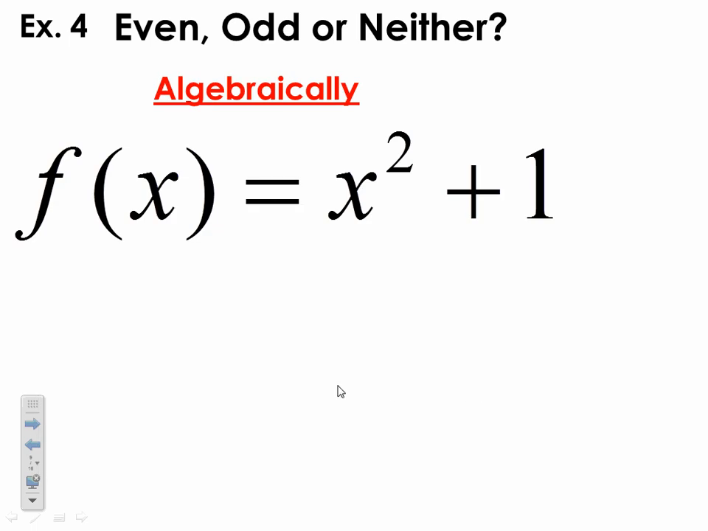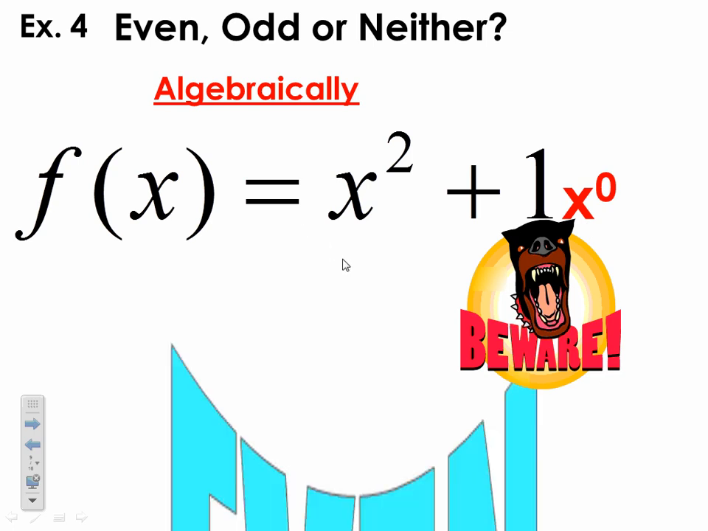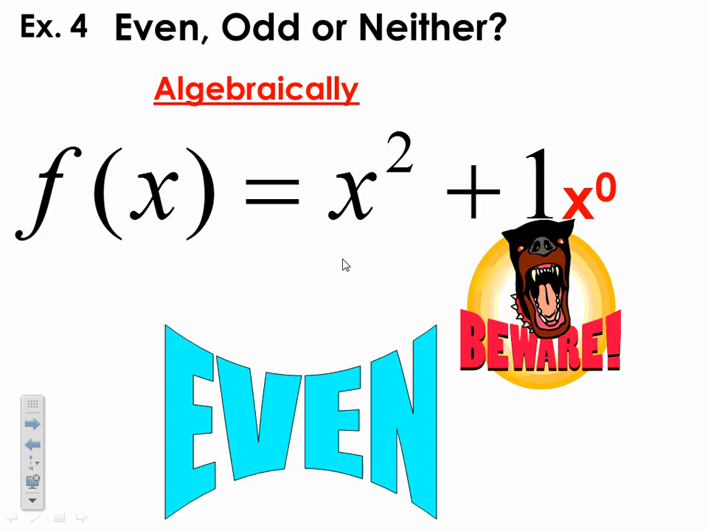Let's look at it algebraically, just looking at an equation. We don't have a picture this time. If we're going to look at my exponents, I've got x squared and then I have a constant. But we have to remember something about constants. Remember, constants have an x to the 0 power. Now we look at our exponents, x2, x0. 2 and 0 are both what kind of numbers? They're both even. So that means this would be an even function.